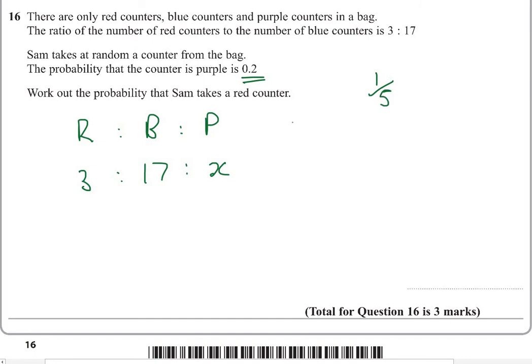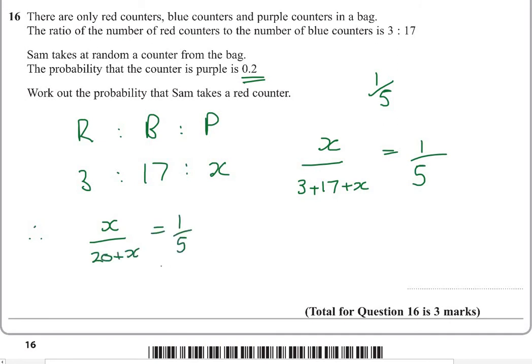But we also know that this is equal to x divided by 3 plus 17 plus x. We're just taking the probability of purple there. Now we can simplify this a bit. So it's x divided by 20 plus x equals 1/5. And now we can cross multiply. So we get 5x equals 20 plus x. And this tells us that 4x equals 20, and so x equals 5 there.